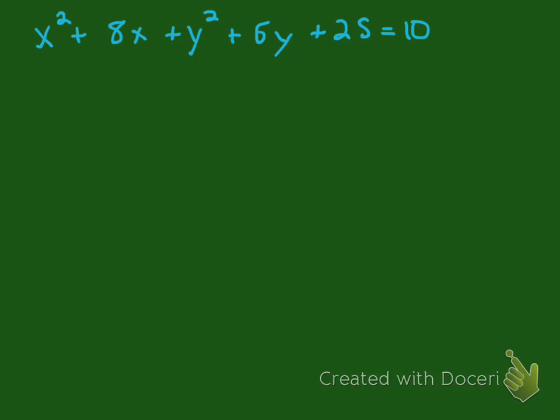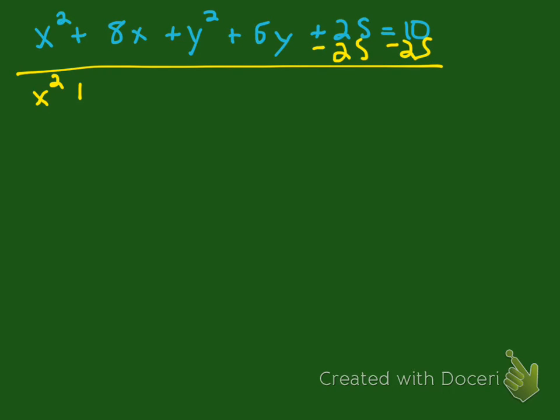So let's do this one. I want you to follow along with your steps, okay? So here we're going to start off by moving everything that doesn't have a variable to the other side of the equation. That was step 1. So I'm going to subtract 25 from both sides, and I'm going to have x squared plus 8x plus y squared plus 6y equals negative 15.